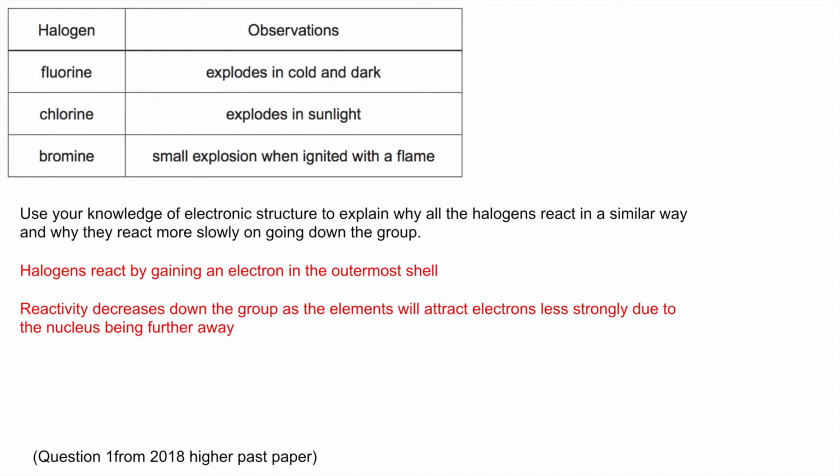But the reactivity will decrease down the group, as obviously as the atoms get bigger, the outermost shell of electrons is further away from the nucleus, and so will feel less of a pull from the nucleus itself, and so the other electrons will be pulled less strongly, and therefore will be less reactive.